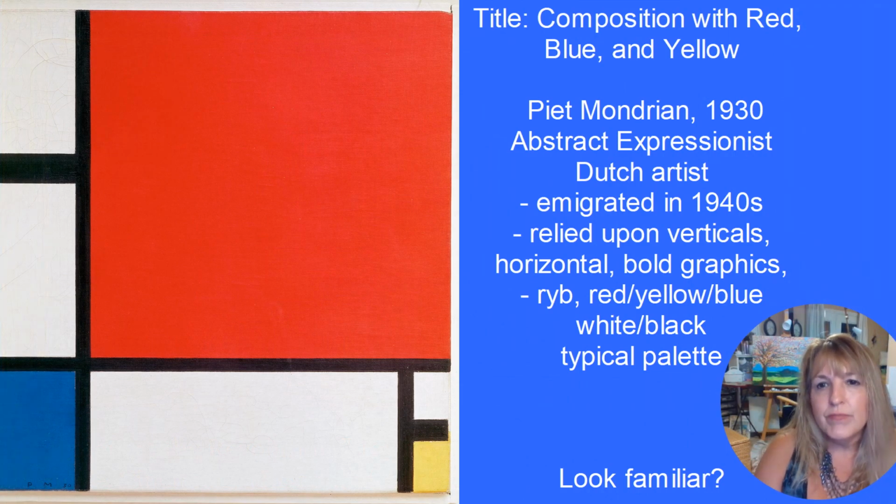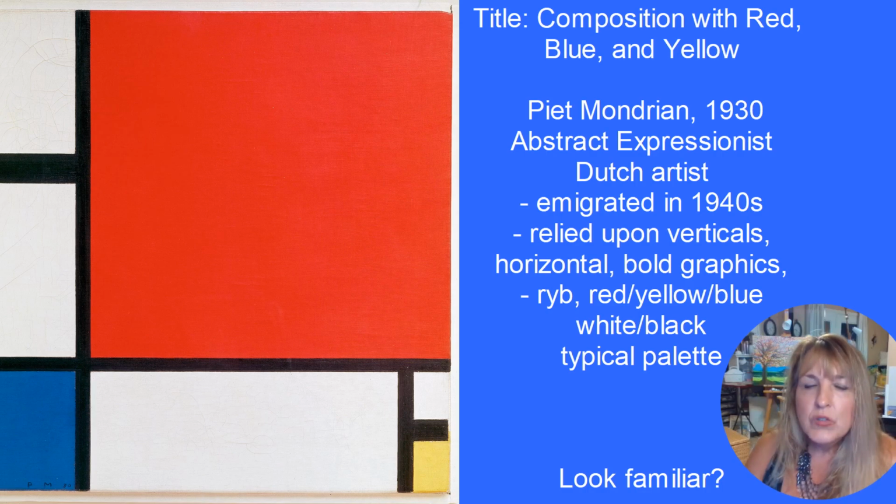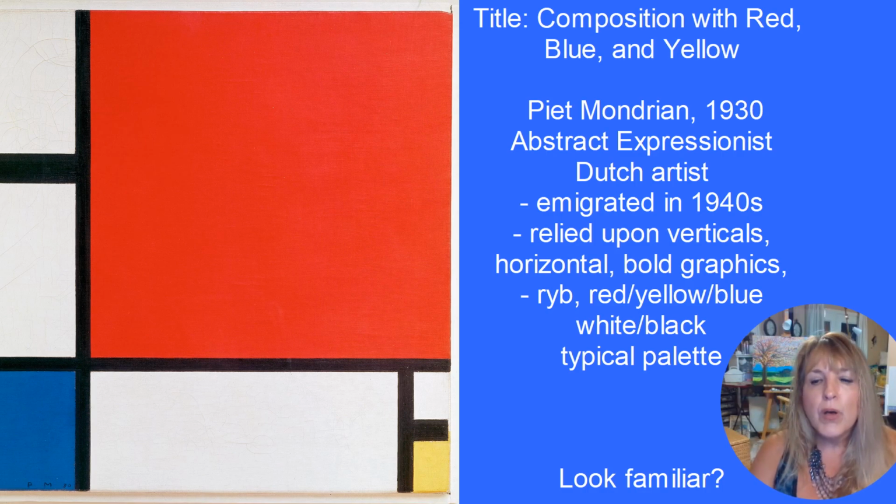Piet Mondrian, Composition with Red, Blue, and Yellow, abstract expressionism, a Dutch artist who emigrated in the 1940s. He relied upon verticals, horizontals, and bold graphics. He liked to use red, yellow, and blue, primary colors. So this was his typical palette. He didn't like to use green or orange.